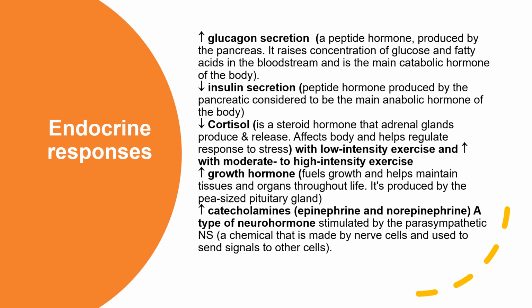There's an increase in cortisol, which is known as the stress hormone, and is released from the adrenal glands in response to exercise. Its levels rise during exercise, especially during prolonged or high-intensity activities. Cortisol helps mobilize energy reserves by promoting protein breakdown, gluconeogenesis, the production of glucose from non-carbohydrate sources, and the release of fatty acids.